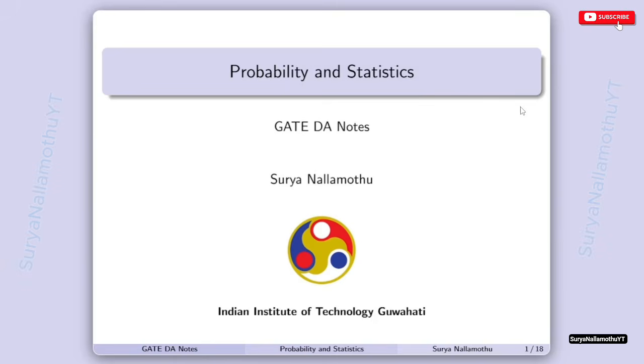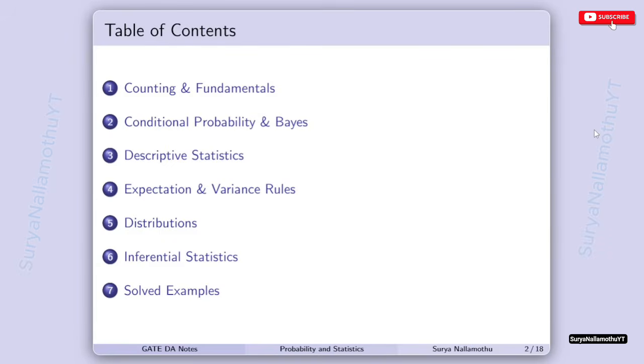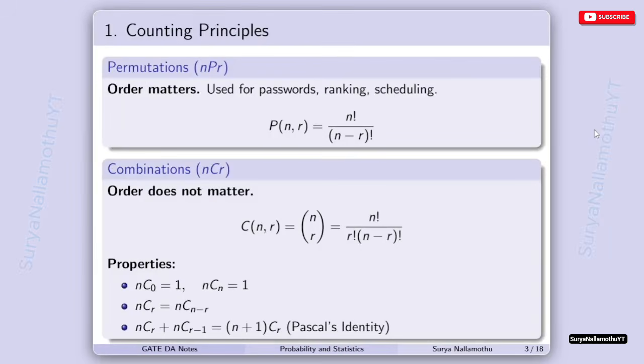Here we show the topic of probability and statistics. In probability and statistics, we have 20% of the weightage in the GATE 2026 exam. And these are the topics in probability and statistics. Let's go to counting and fundamentals.